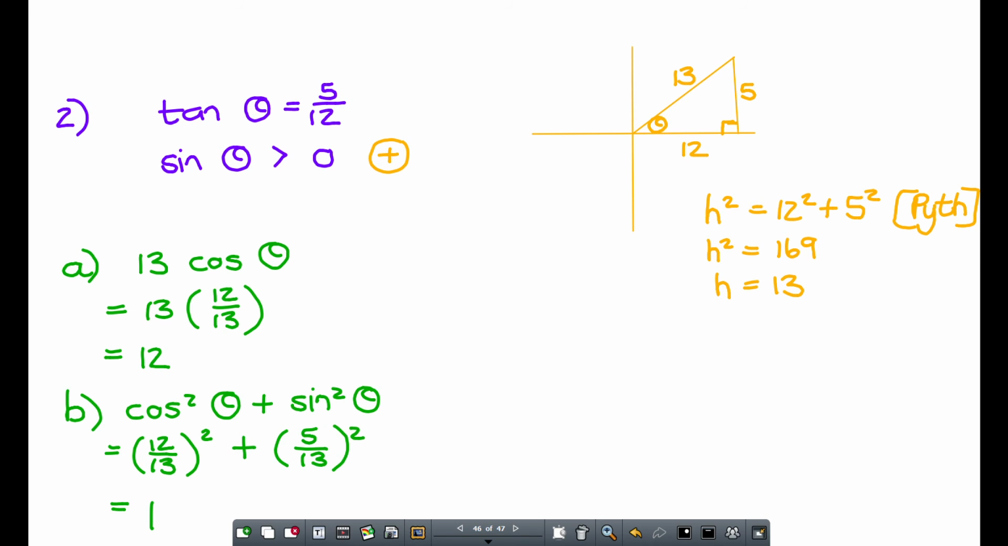Dan B, cos kwadraat theta plus sin kwadraat theta. Now remember, cos squared theta is actually cos theta times cos theta. Nee, so onthou, ons gaan kry eers cos theta, sorry.